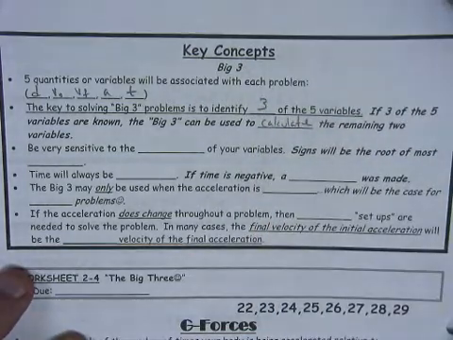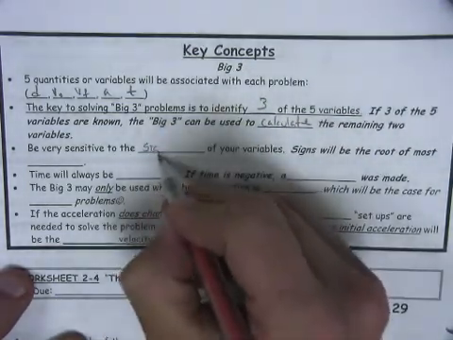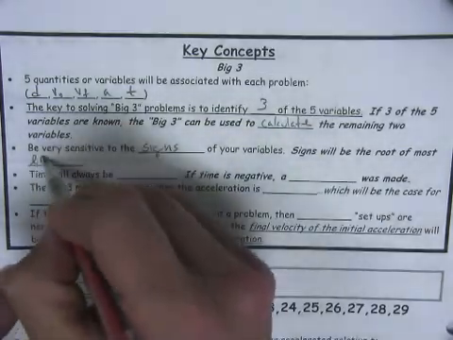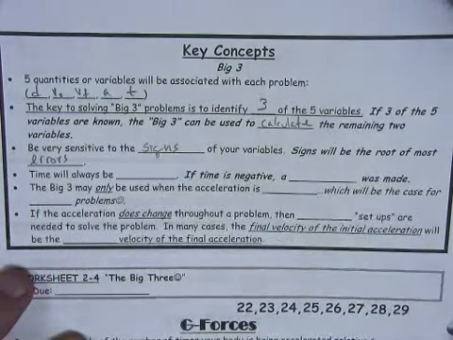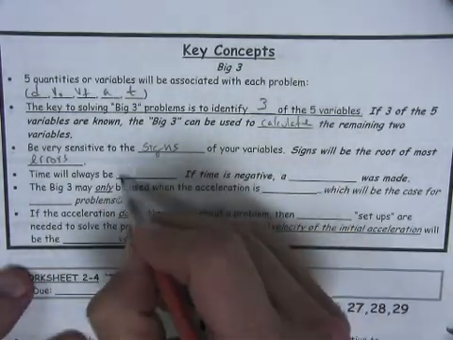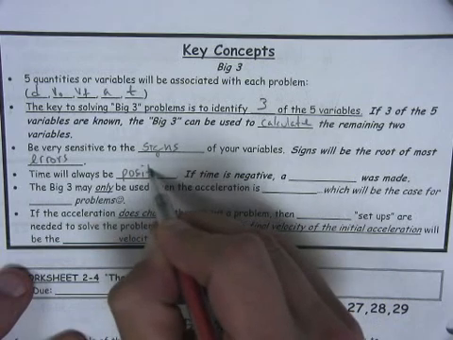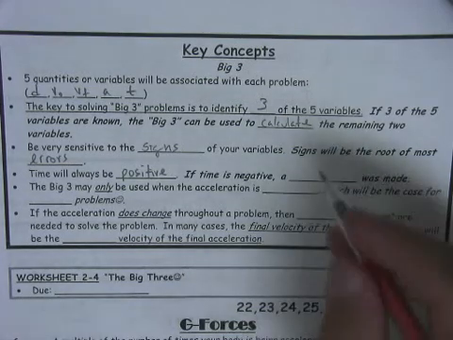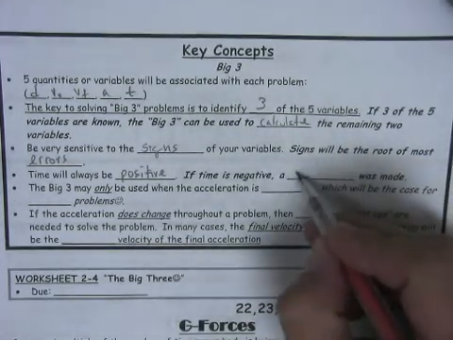Be very sensitive to the signs of your variables. Signs will be the root of most errors. I guess unless you plug them in wrong into your calculator, it'll be errors as well there. Time will always be positive. And if you're running through all of your calculations and time comes out to be negative, you made a mistake.